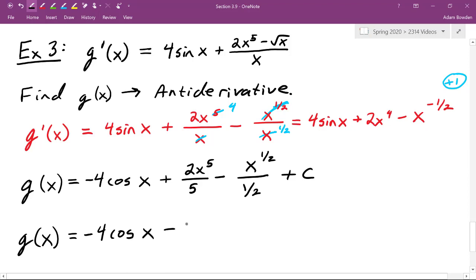So negative 4 cosine x plus 2x to the 5th divided by 5. And then divide by 1/2 here, we can change that to 2x to the 1/2. All plus a constant c.